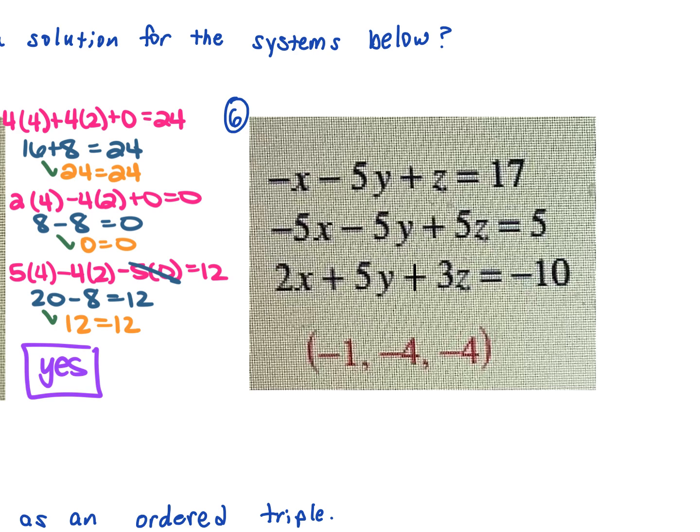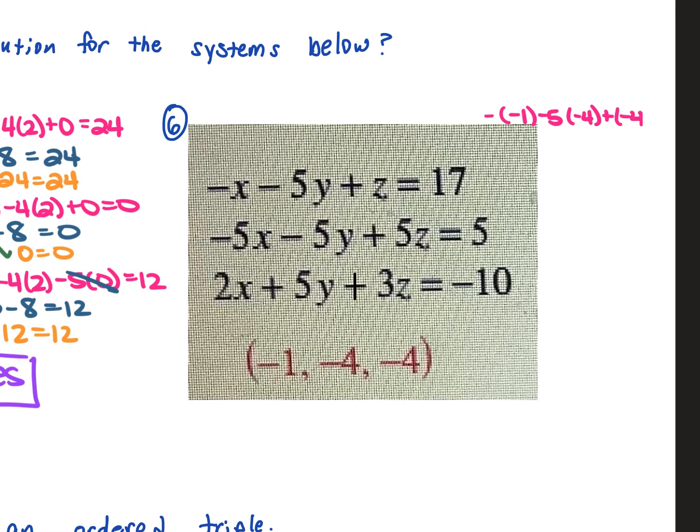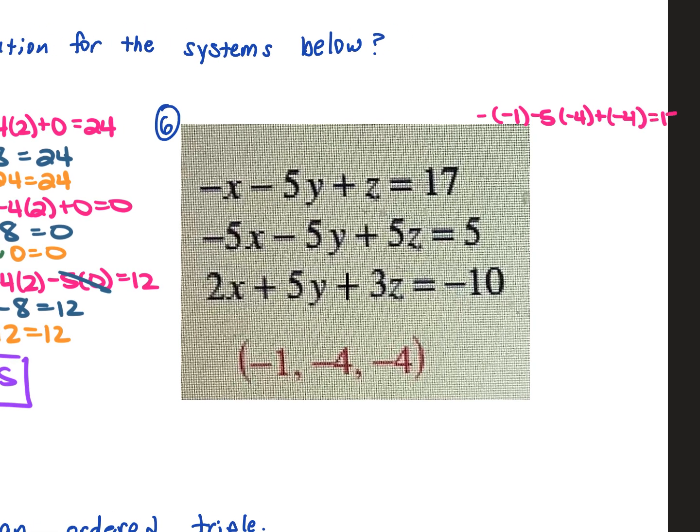So top equation is going to give us the opposite of negative 1 minus 5 times negative 4 plus negative 4 is equal to 17. This simplifies to give us 1 plus 20 minus 4 is equal to 17. This then simplifies to give us 21 minus 4, which is 17, is equal to 17. So that's true. Move on to your next one.